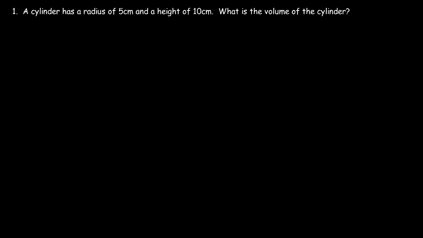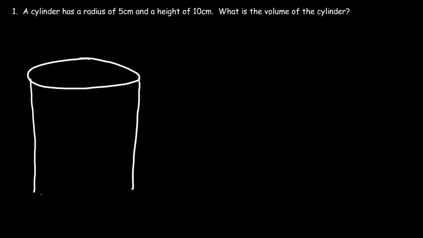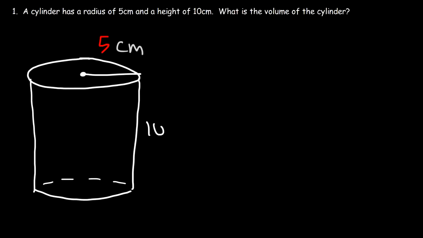Now let's work on some word problems. Number 1. A cylinder has a radius of 5 centimeters and a height of 10 centimeters. What is the volume of the cylinder? So let's draw a picture. So the radius is 5 centimeters, and it has a height of 10 centimeters.